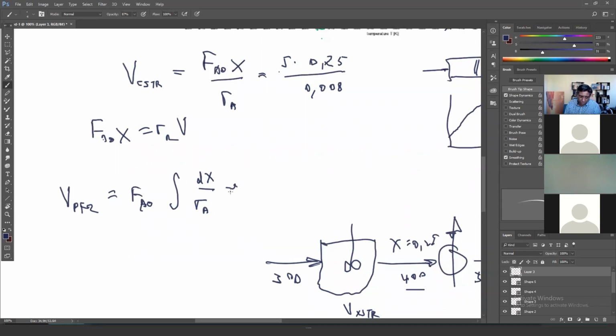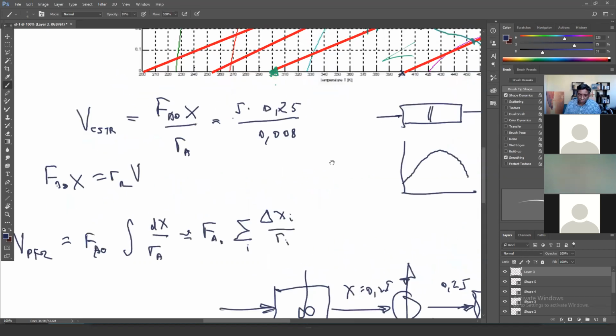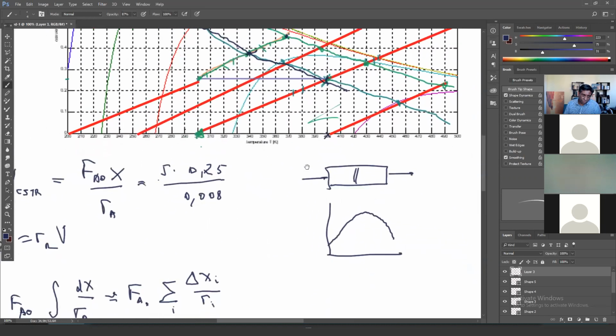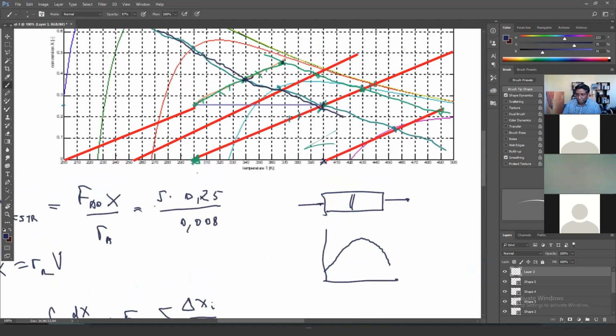We can say this is approximately the same as F_A0 times the sum of delta X_i over R_i, adding up over the i's. So we should really discretize this path. So here we discretize this path.